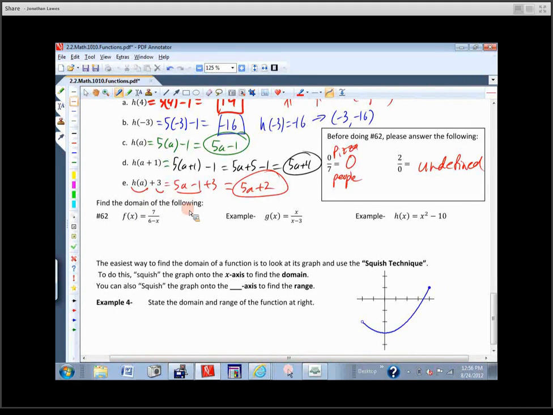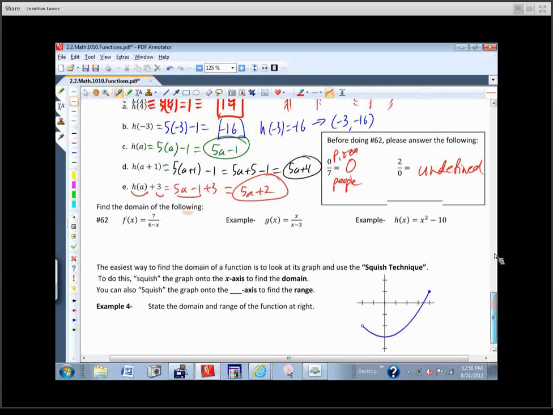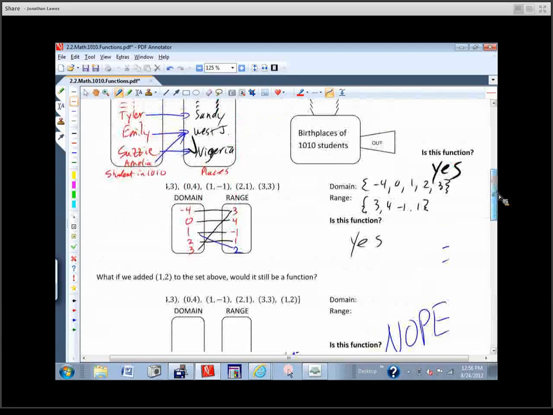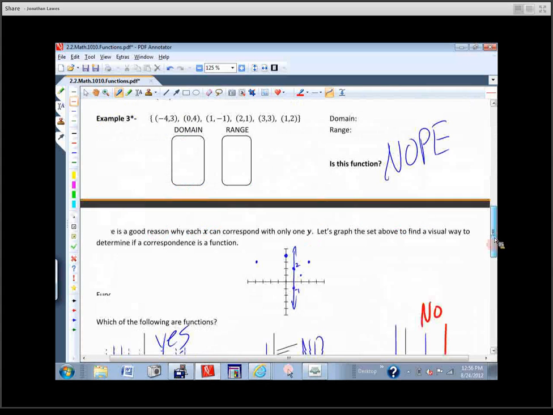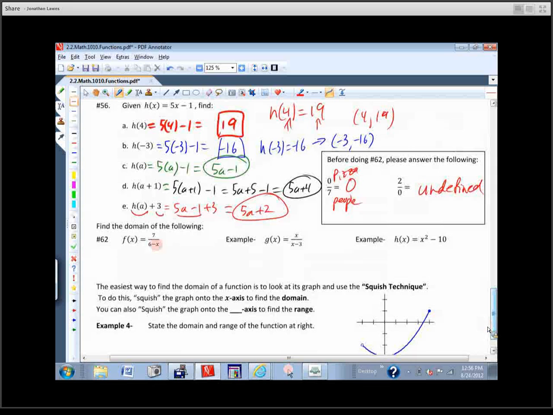So if we look at this problem that we did earlier, that one right there, you can pick any number you want, plug it in and subtract 3 from it. It will give you an answer. Let's take a look at this guy right here, though. Can you plug in any number you want on this one? You can't plug in 6. Because if you try and plug in 6, you get 7 over 6 minus 6, which is 7 divided by 0, and we know that's not okay. Okay? You can't divide by 0.